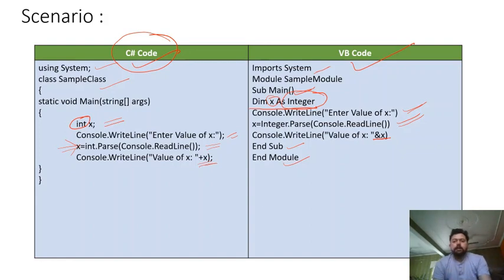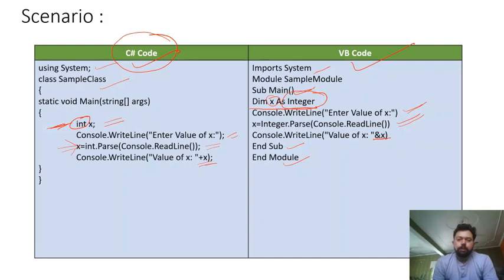Now what's next? Next is the data type for defining the variable x in C#. I'm giving the name int over here, and in VB I am calling it Integer, right? So when a different language comes in for writing the code, we have different keywords for writing that particular program.